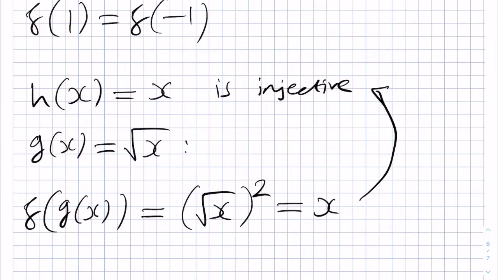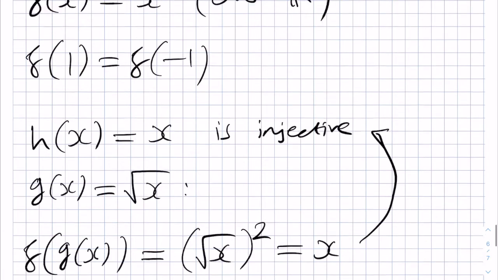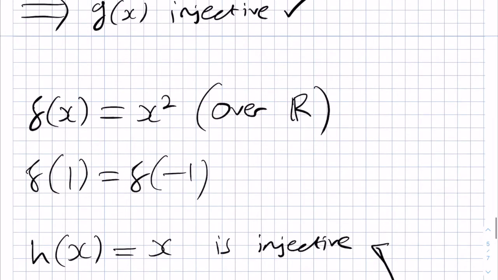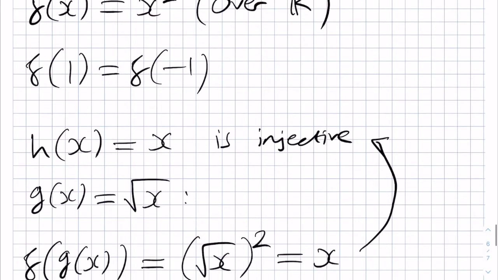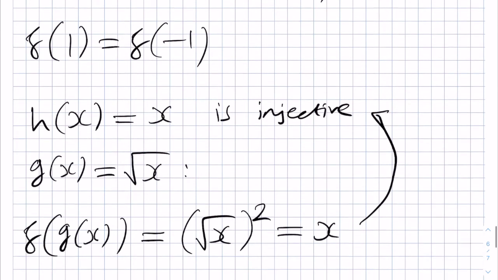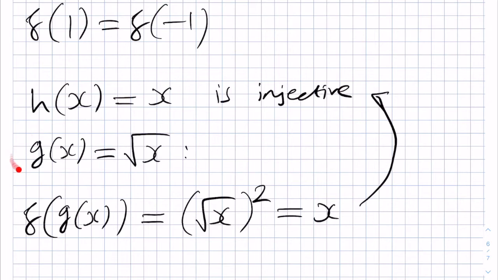This may seem a little strange, what we've done, but we've just said we know an example of a non-injective function and an example of an injective function, and then we've picked an appropriate g of x, which is the square root of x, so that the overall result, f composed with g, gives us this injective function that we picked up here, h of x equals x.